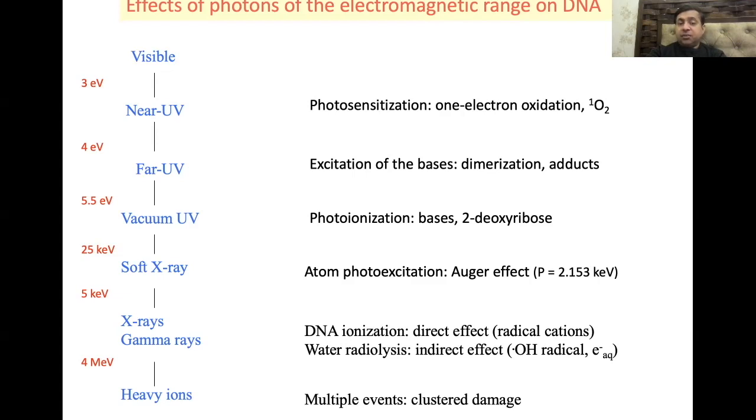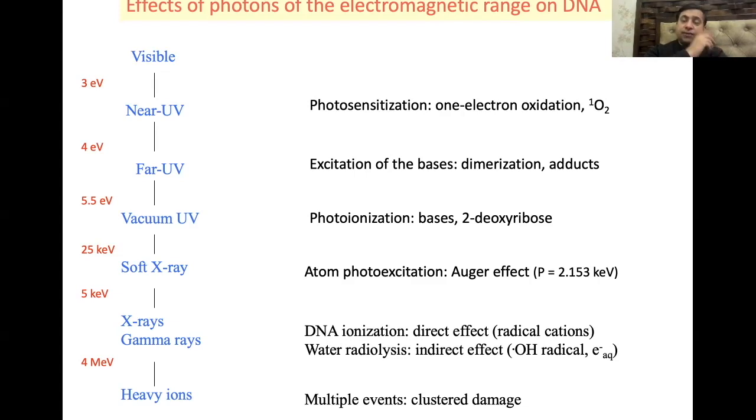But in the case of gamma rays and X-rays, with energies of kiloelectron volts for X-rays or mega electron volts for gamma rays, DNA ionization is a significant process, and it all depends upon the LET values, whether the direct effect will dominate or the indirect effect will dominate through water radiolysis.